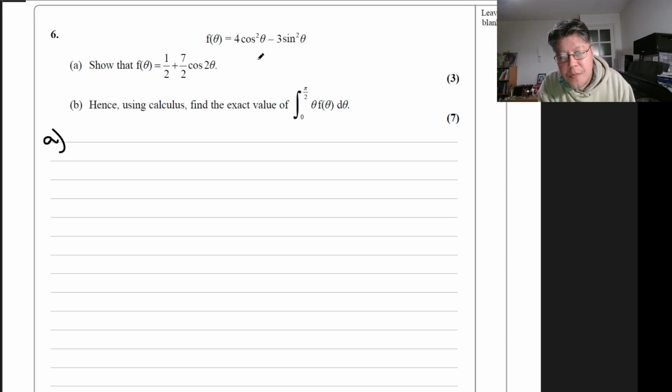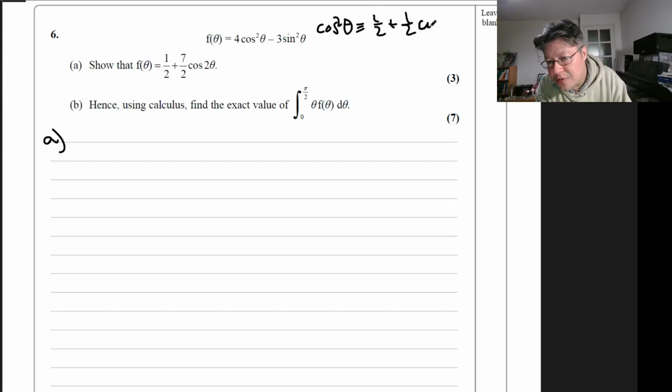we need to show that f of theta can be rewritten as half plus 7 over 2 cos 2 theta. So if you look here, we have thetas at the moment, and the answer has 2 theta, so we need to use some identity. And there is an identity that we'll be using. Cos squared theta is identical to half plus half cos 2 theta. That allows us to double the angle, and also for sine squared, that will be half minus half cos 2 theta as well.